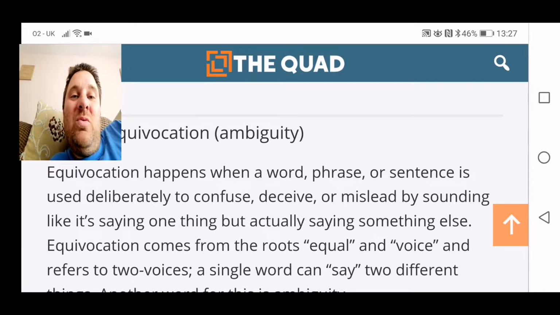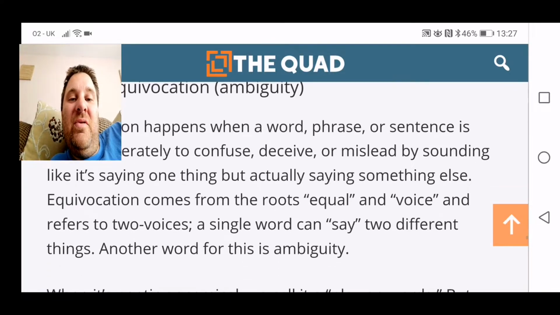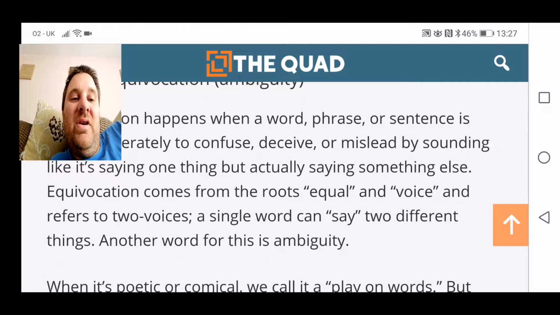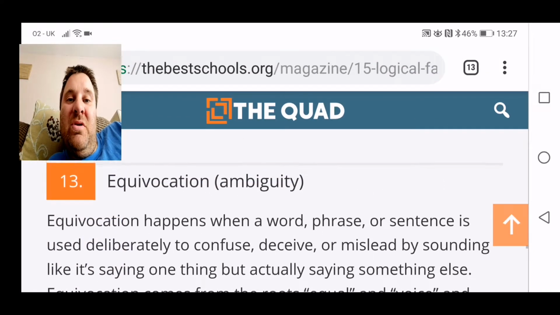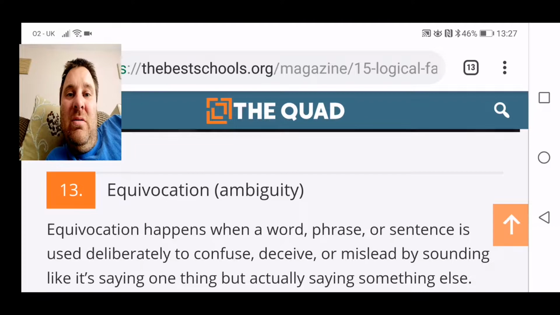Equivocation comes from the roots equal and voice and refers to two voices. A single word can say two different things. Another word for this is ambiguity. We could also say the word round. When they say, oh no, the earth is round, like I've mentioned before, yeah? What do they mean by the earth is round? Because they're saying the earth is round instead of spherical, right?